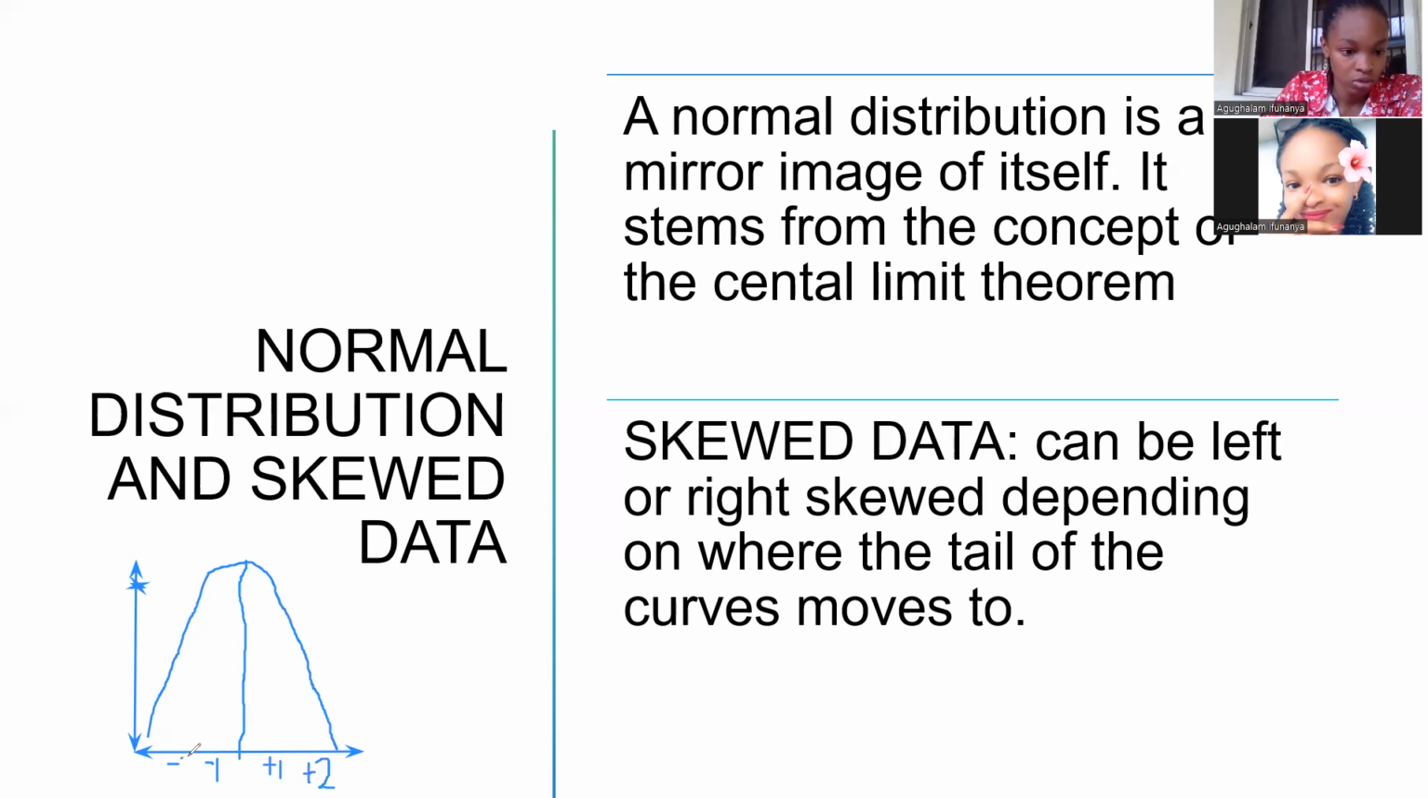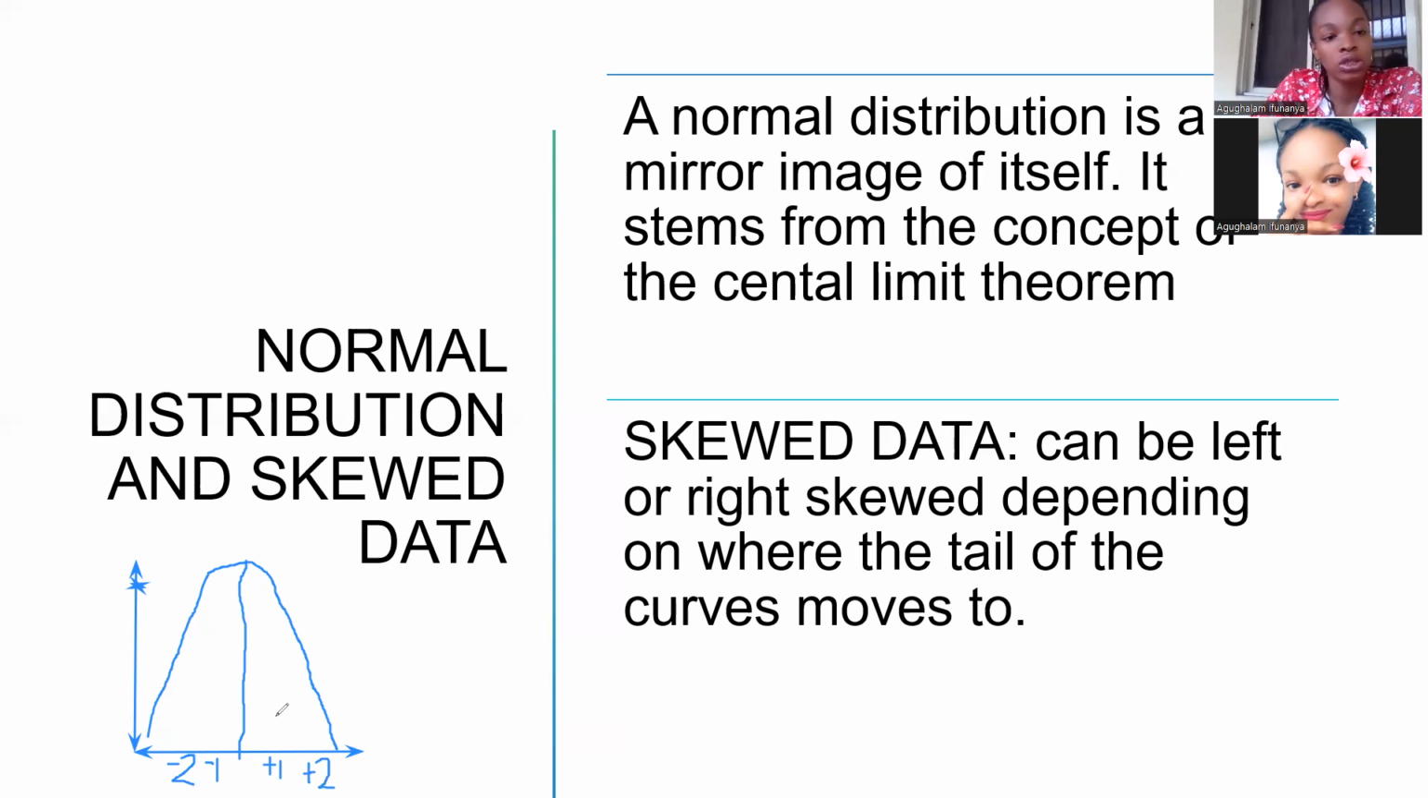Minus 2. Okay. So what I mean that the normal distribution is a mirror image of itself is that this part here is also equal to this part. They are in equal parts.